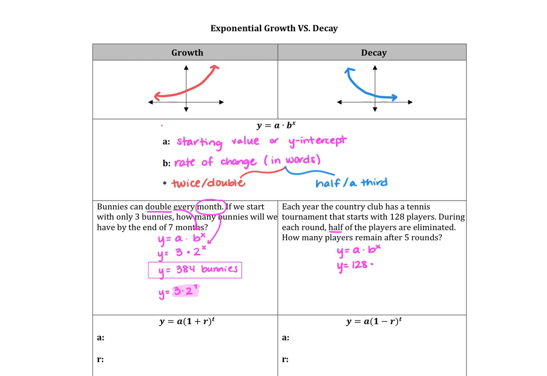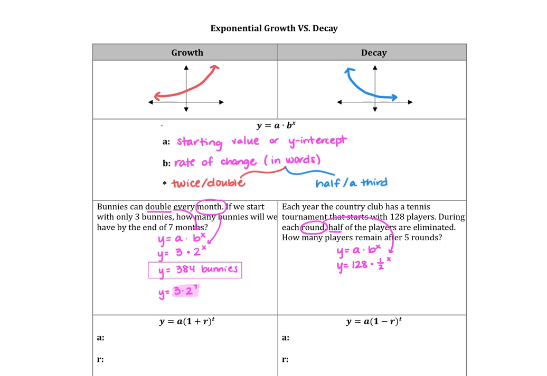B is my rate of change. Half is my rate of change, so that's 1/2. You can also use 0.5, and that says each round half are eliminated. So x is actually representing the number of rounds. We want to know how many players remain after 5 rounds.